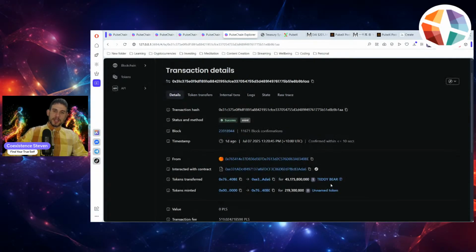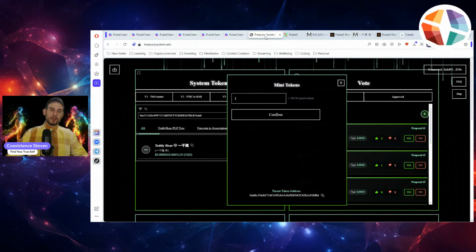And it's like, okay, teddy bear. And then this token here, this here is important. This is where the teddy bear is the parent, and then that is the child, which is this Asian thing. So the other way that you can find this as well, obviously, is on the Treasury Spine.